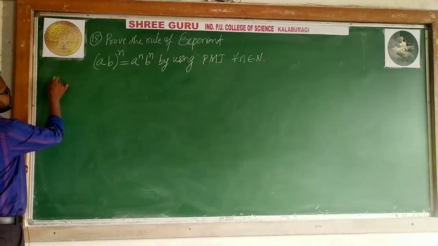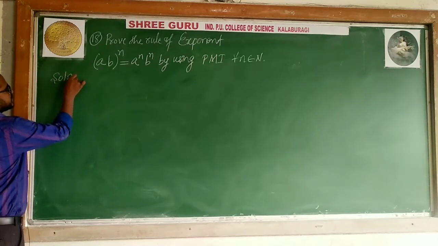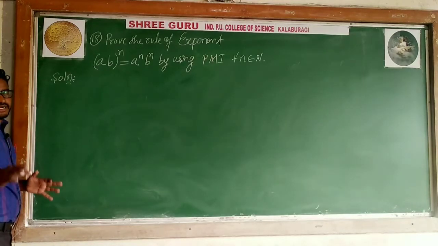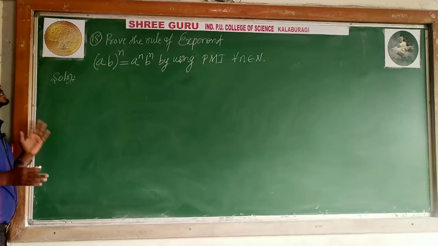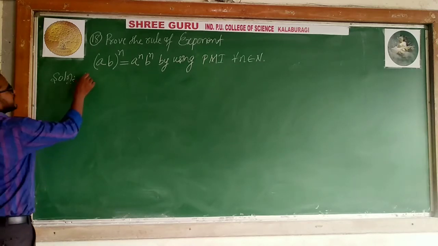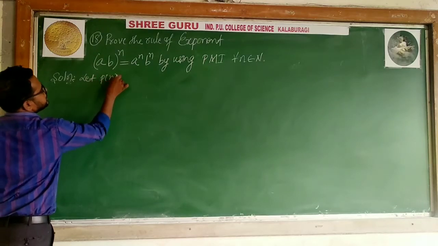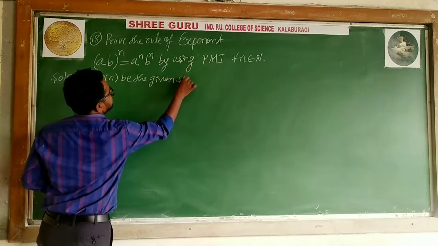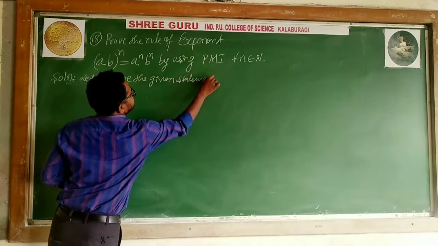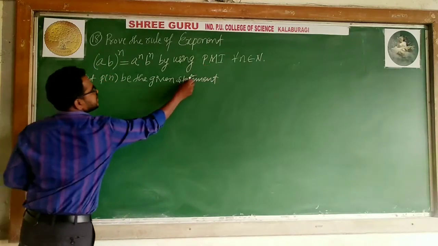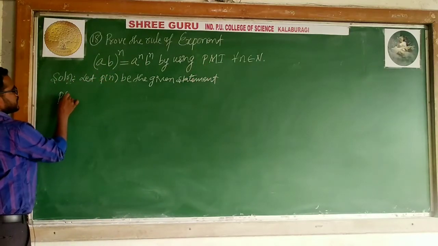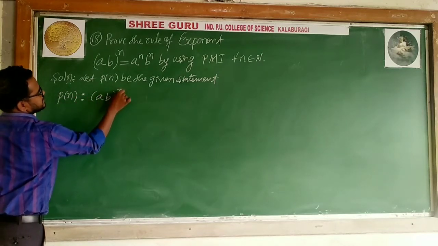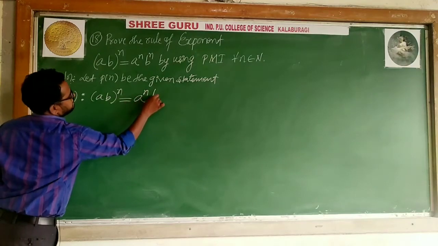Solution. Let P of n be the given statement. Whatever it is in mathematics, we are saying it is P of n. P of n is nothing but a mathematical statement. Listen here. Given statement, what is P of n? P of n is AB whole to the power n is equal to A to the power n, B to the power n.